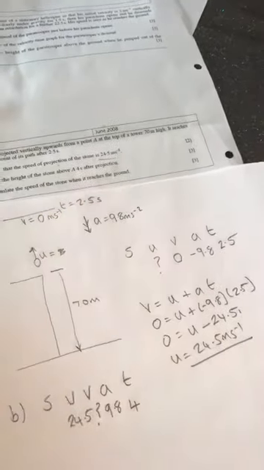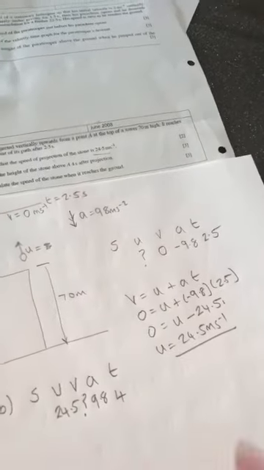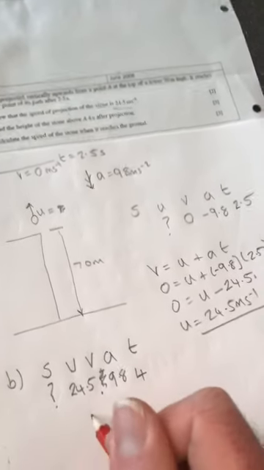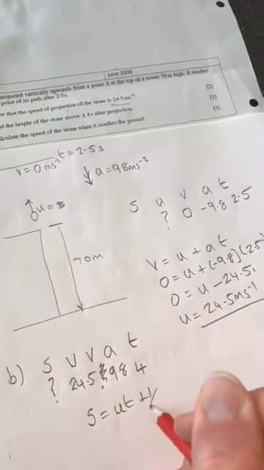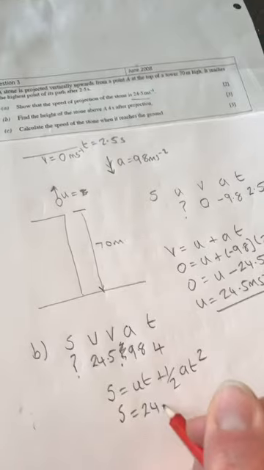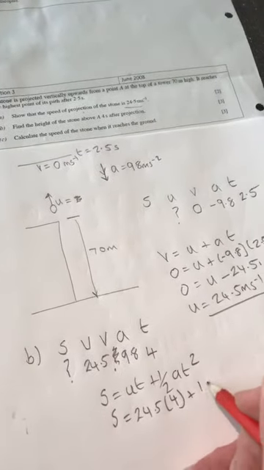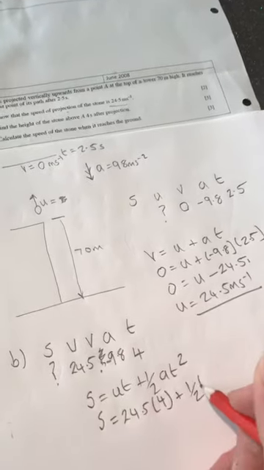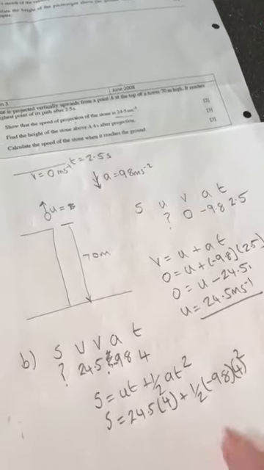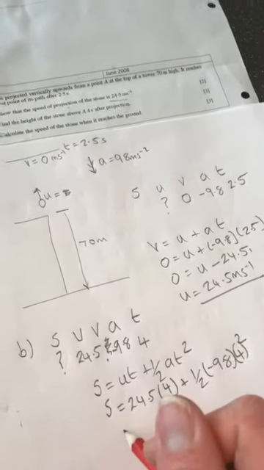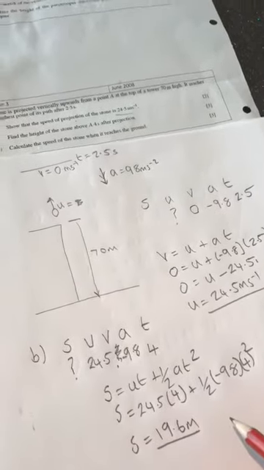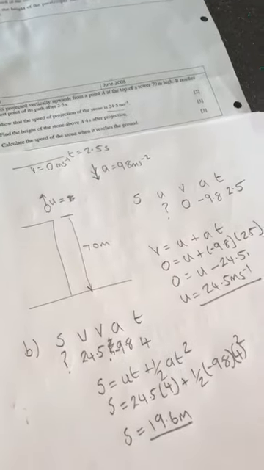The height of the stone is what we want, so we don't want V, we want height. We've got U, A and T, and we want S. So S is equal to UT plus half AT squared. Subbing in, S will equal 24.5 lots of 4 plus a half of minus 9.8 times 4 squared. When you follow that calculation through, you should get S equaling 19.6 meters, and because it's positive, that means it's above the height of the tower.